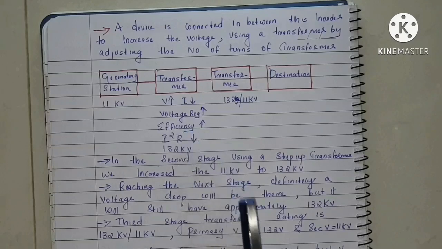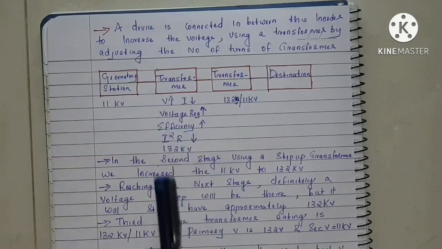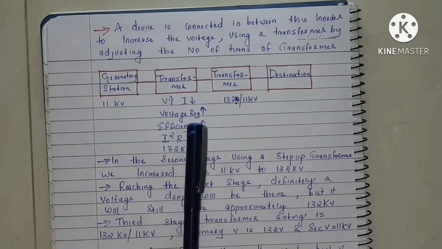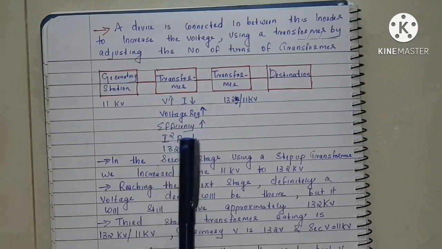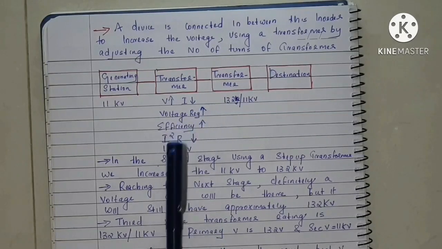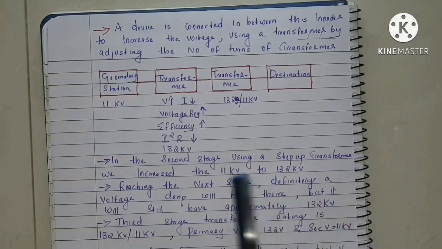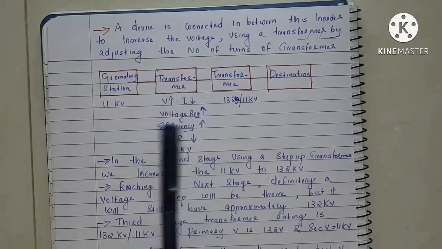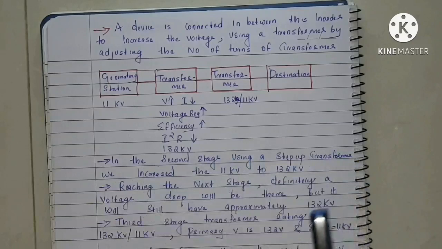by adjusting the number of turns of transformer. That is, voltage is increased, current is decreased. Voltage increase means voltage regulation gets increased, efficiency also increased. If I is decreased, it means I square R gets decreased. And 11 kilovolt is increased to 132 kilovolt by using a transformer. The voltage gets increased, so this transformer is nothing but a step-up transformer.